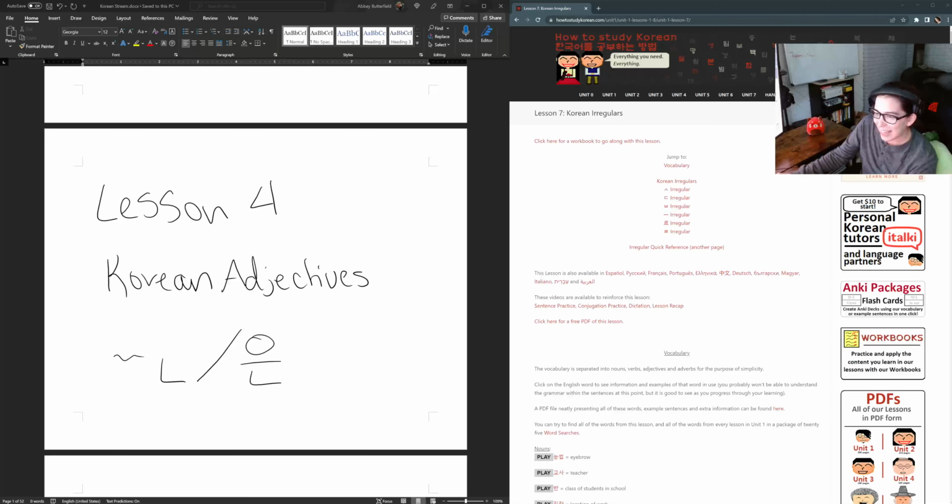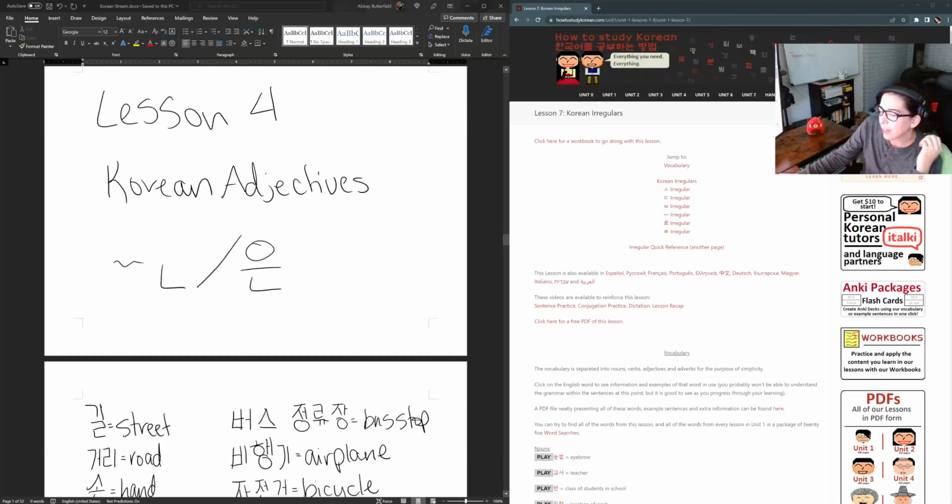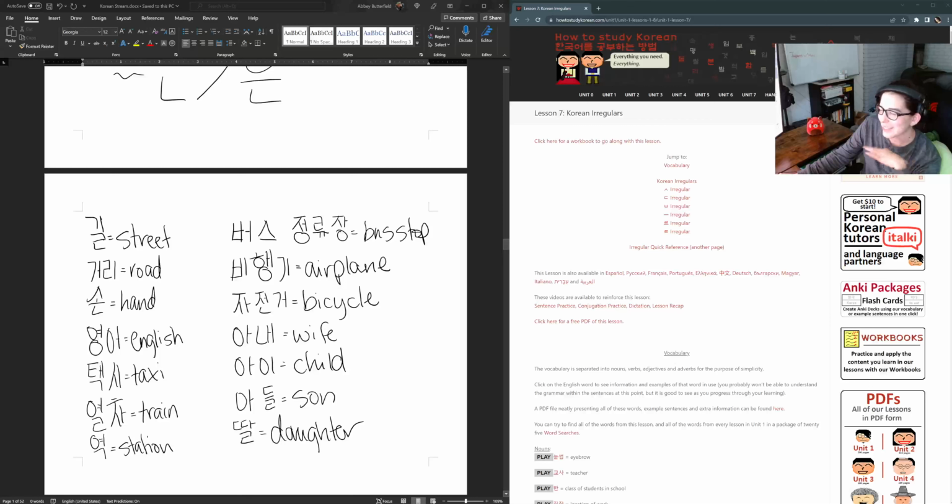Today we're gonna be learning lesson 7, which is the Korean irregulars, which I'm not looking forward to, but that's okay. We're gonna have a good time. We get to go over our other lessons first. I'm gonna go over the last 3 lessons, and then we're gonna jump into this lesson. Lesson 4, Korean adjectives, 는 and 인. I literally just went over this earlier today, but it's fine.